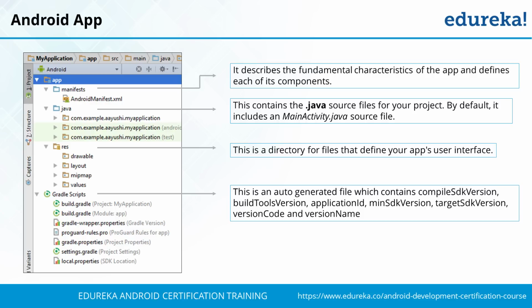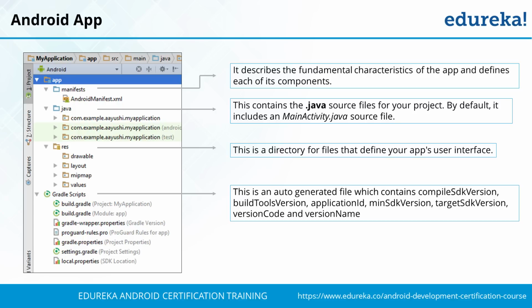Now Gradle is a build system where you need to manage your complete application build environment, right? For example, which SDK version you are going to compile your application with. And thereafter we got build tools version, application ID, minimum SDK version, target SDK version, version code, and version name, right? All these are the attributes which are linked to your Gradle.